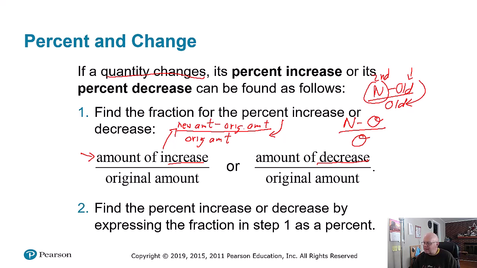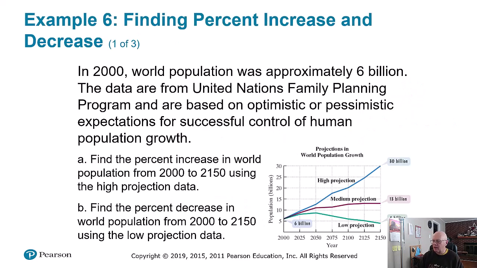So express that percent increase as a percent. So you get a decimal here, change that to a percent to get your increase or decrease. If it's positive, it's an increase. Negative, it's a decrease. Makes sense, right? All right.